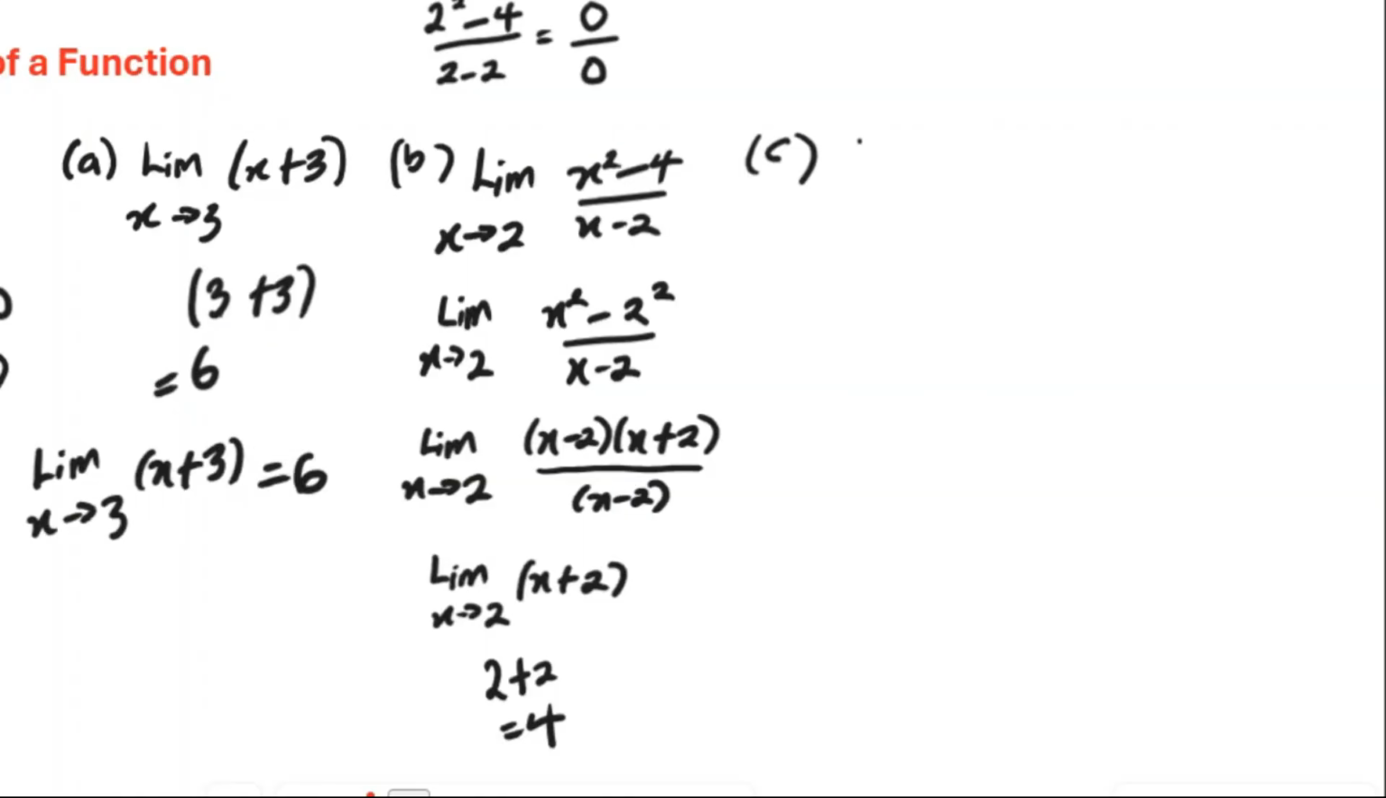Let's say we have the limit as x tends to 2 of x squared plus 4 divided by x minus 2. Now, in this case, you discover that x squared plus 4 can't be easily factorized to give you x minus 2 as a factor.